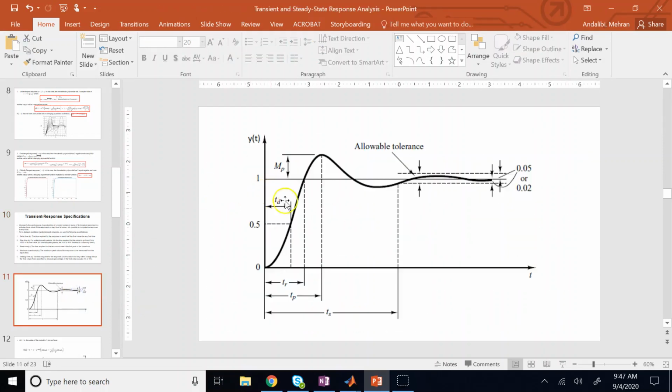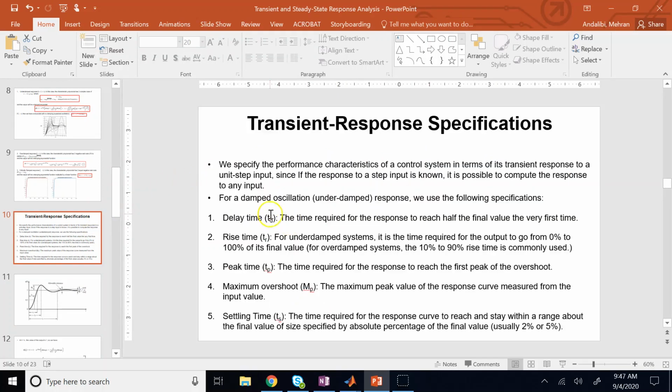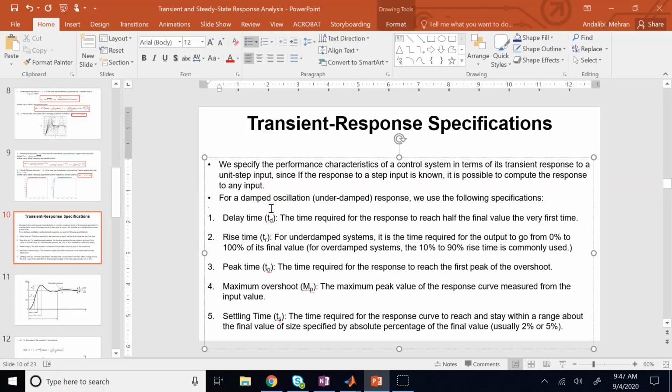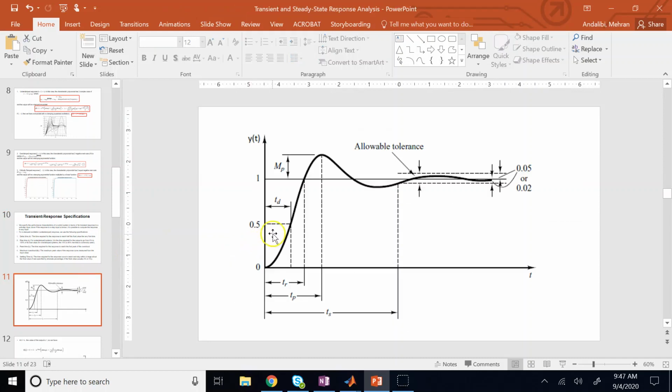So if we want to characterize the behavior and the performance of the system, there are 5 terms. One is called delay time, which we barely use. Delay time is the time it takes from t of 0 to whenever you reach 50% of the final output. So if you're settling at 1, the time it takes for you to go from whatever initial condition is to 0.5, that time is called delay time.